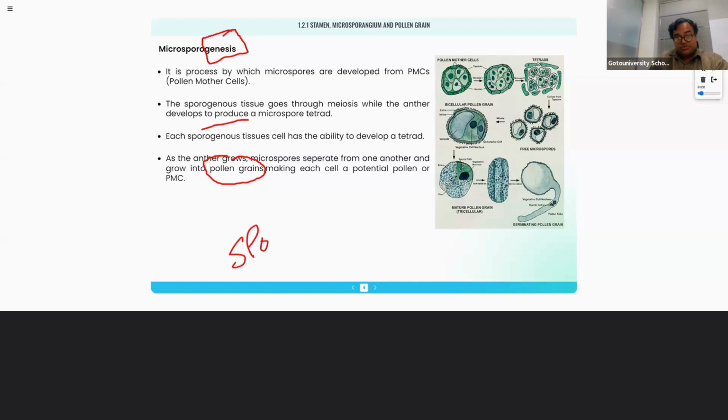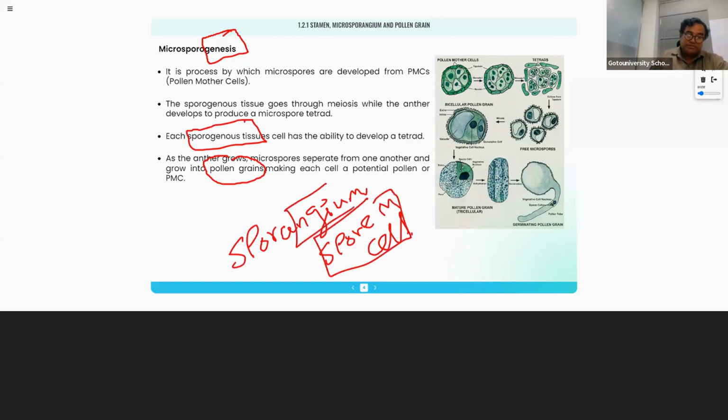In the sporogenous tissue, the sporangium is present. What does the sporangium have? Spore mother cells. What do spore mother cells make? Microspores. If I need microspores, I need microspore mother cells. If I need spore mother cells, I need the sporangium. If I need the sporangium, I need sporogenous tissue. If I need sporogenous tissue, what do I need? I need the anther. Inside the anther is the sporogenous tissue. This tissue makes spore mother cells. Spore mother cells make spores, right? So be very careful with all those things, right?